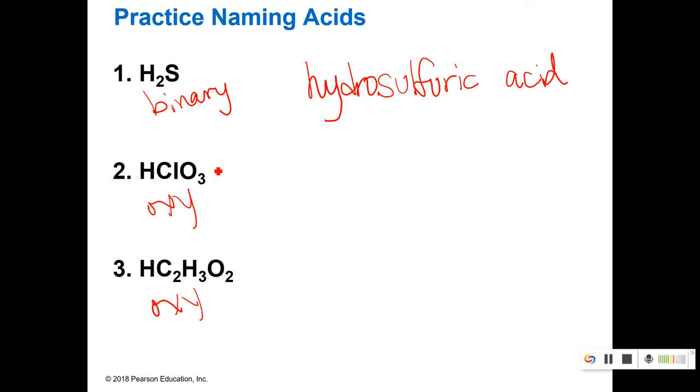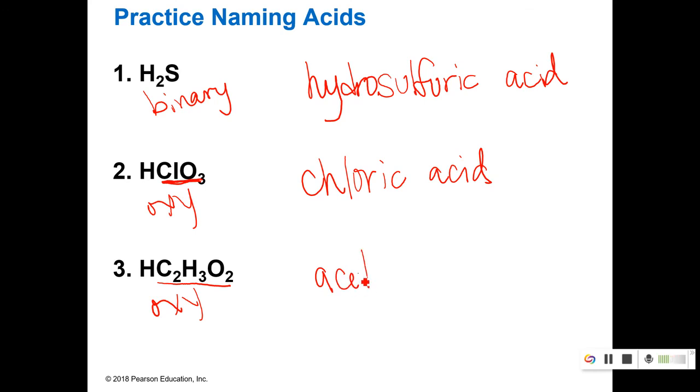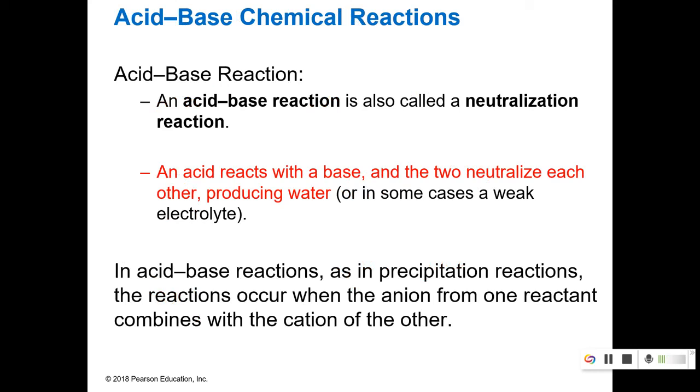Okay. This was an oxyacid. So this, you need to look at the back part, the anion. That is chlorate. Remember, ate goes to ic. So this is chloric acid. This polyatomic is acetate. And remember, ate goes to ic. So this is acetic acid.